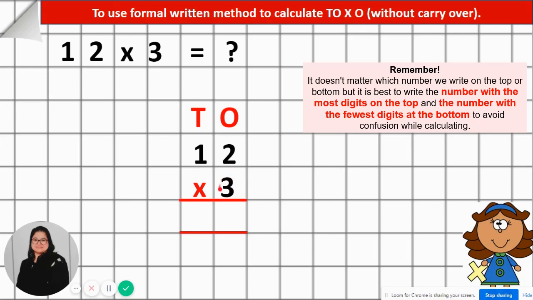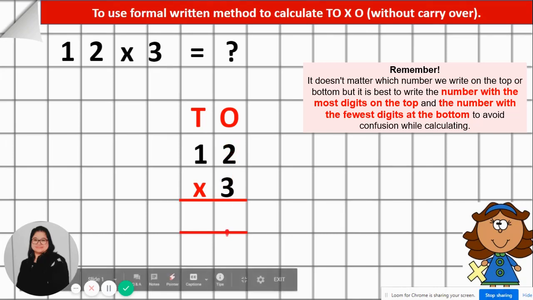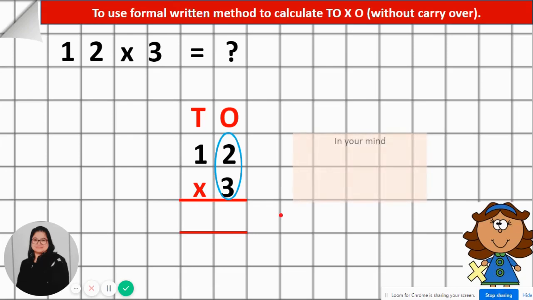So we will multiply ones with ones. So 3 multiplied by 2 will give us this first digit. In your mind, you have to do 3 multiplied by 2 is equal to 6. Now 6 is a single digit. It's in its ones place. So we will write it in its ones place.